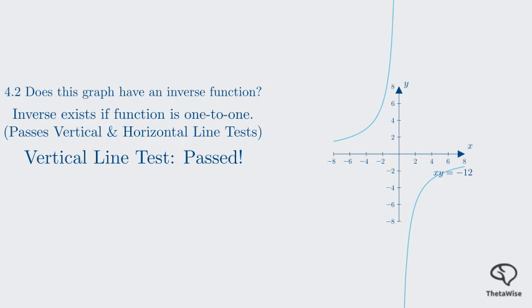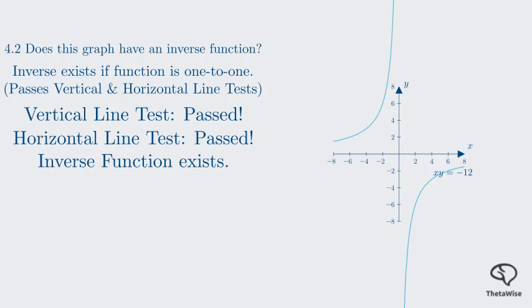Now, let's apply the horizontal line test. This test checks for one-to-one correspondence by seeing if any horizontal line crosses the graph more than once. If we draw a horizontal line anywhere above or below the x-axis, it also only intersects one of the branches at a single point. For any given y value, there is only one corresponding x value. So, the graph passes the horizontal line test. Since the graph passes both the vertical and horizontal line tests, it is a one-to-one function. Therefore, it has an inverse function.